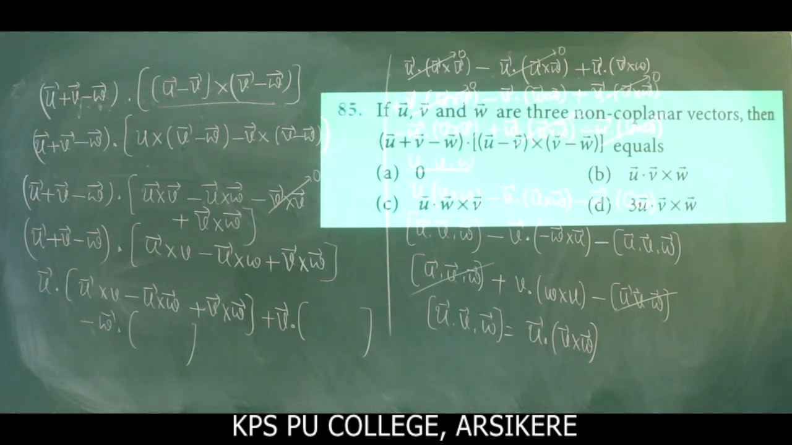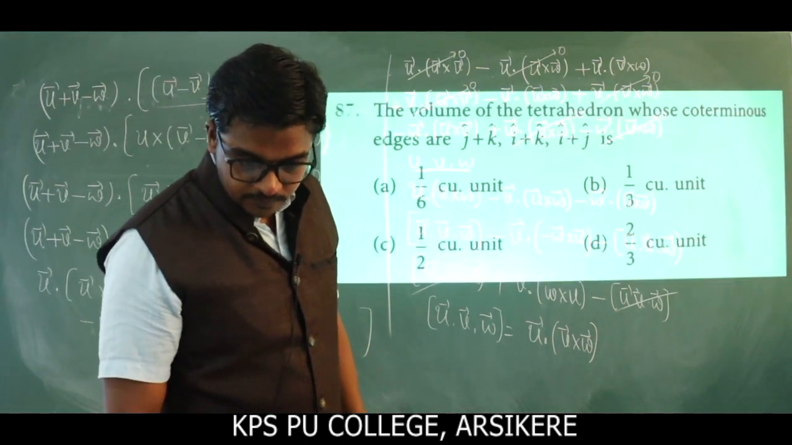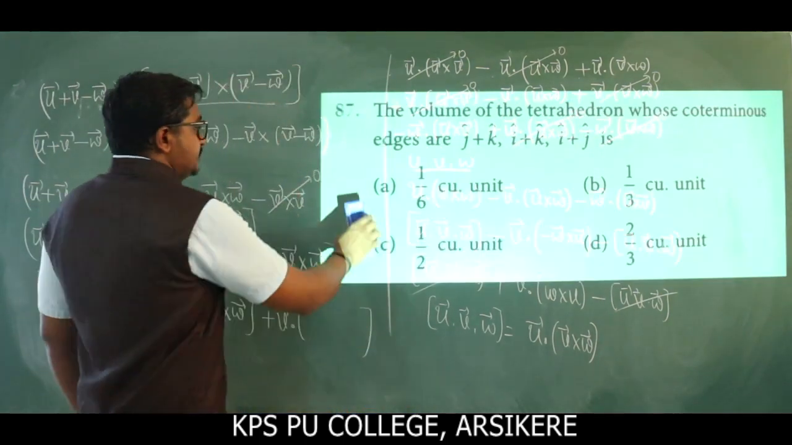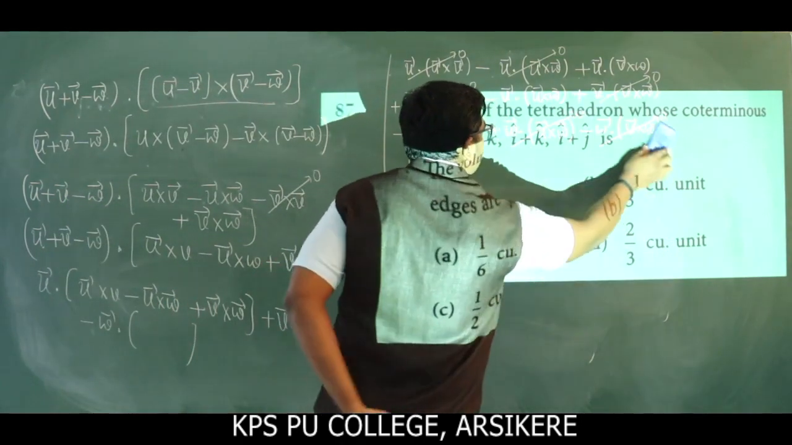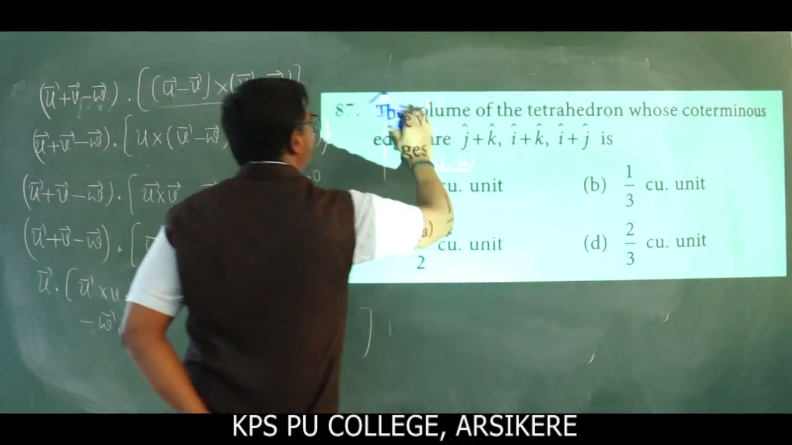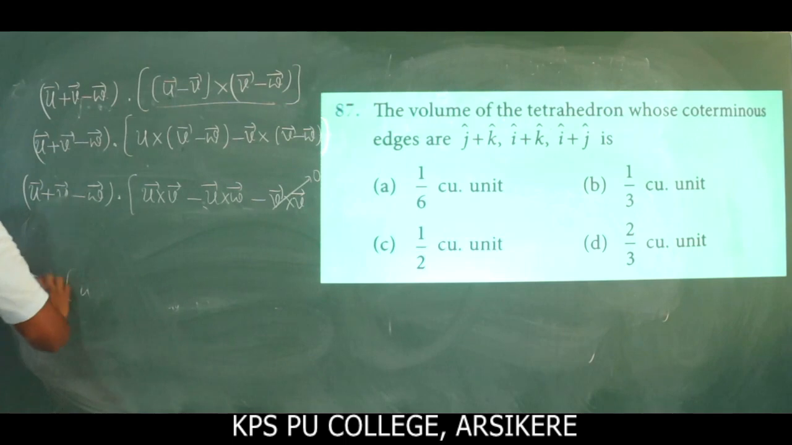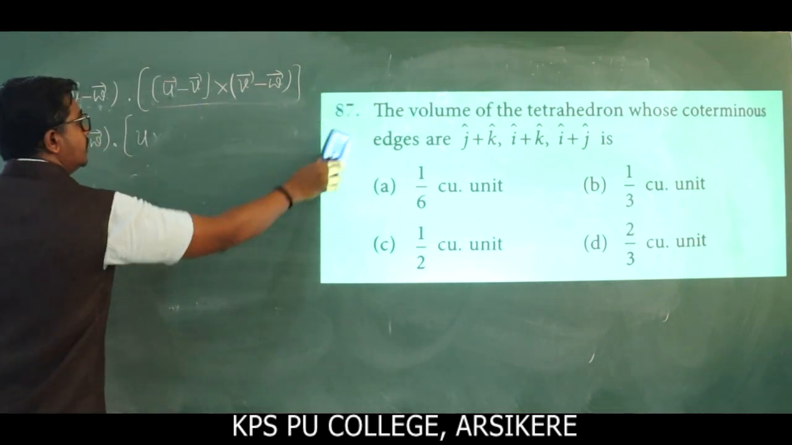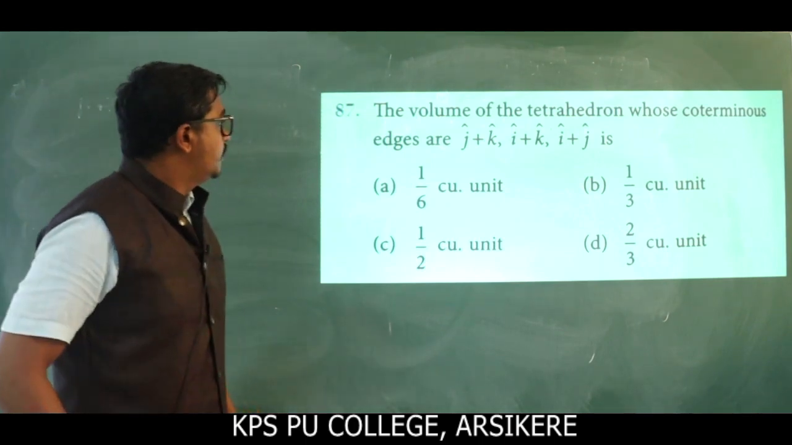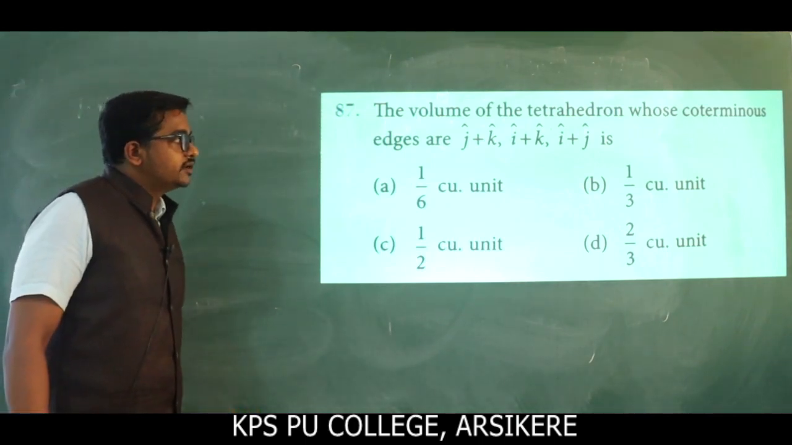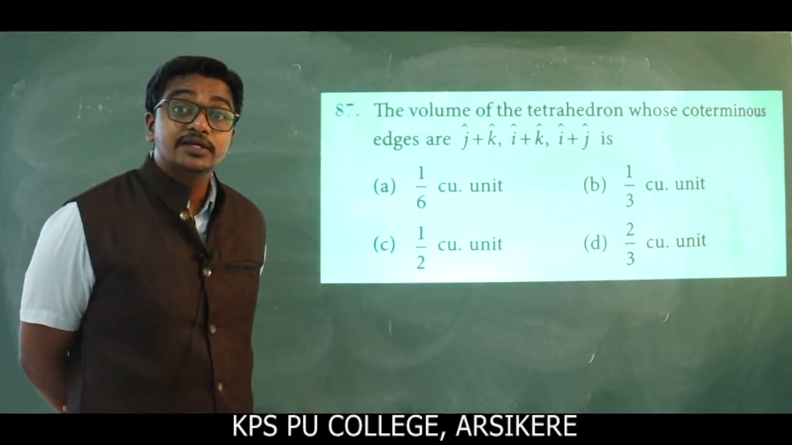Next, dear children, we are moving to the next question. This is based on the application of scalar triple product. Just remember the application of scalar triple product. The volume of tetrahedron whose coterminous edges, they are called coterminous edges.